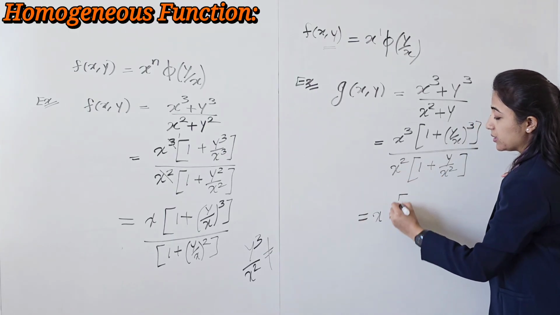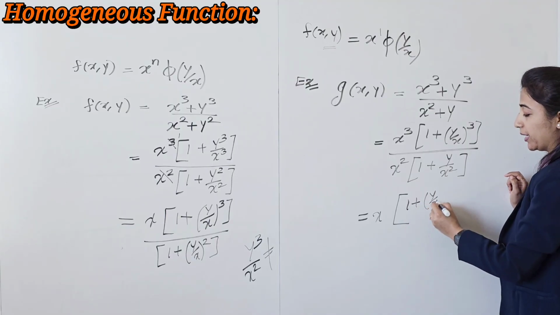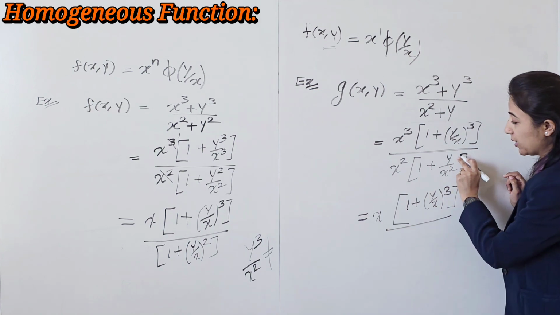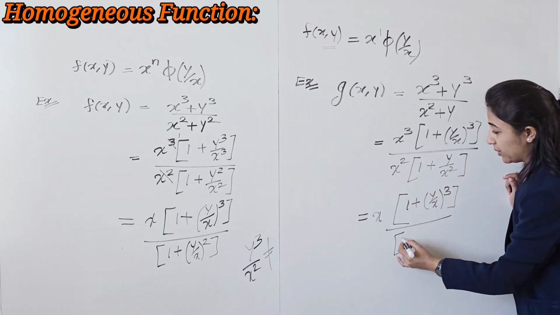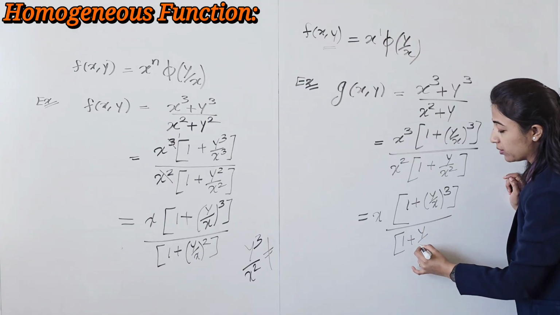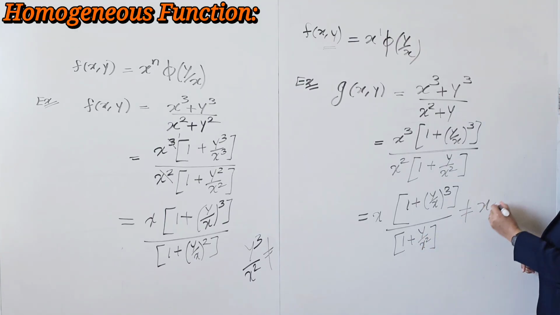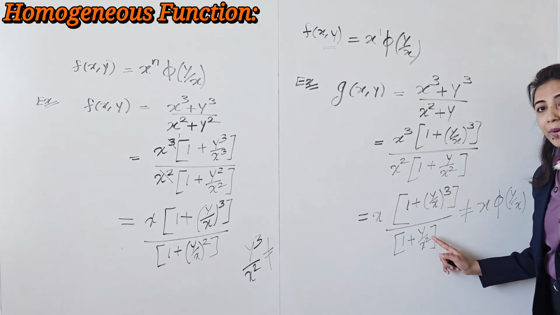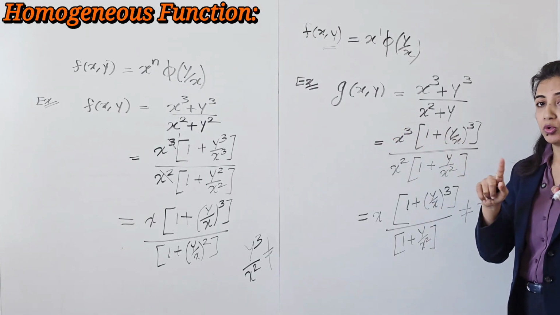But now see, this remaining term is not a function of y by x, because here the numerator is (y by x) whole cube, but in the denominator it is y by x square. So that means it is not a function of y by x. So this is not like x phi of y by x. Here it is y by x, but it is not y by x, it is y by x square. So hence we can say this function is not homogeneous.